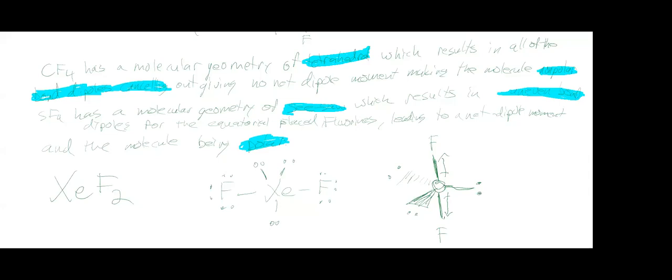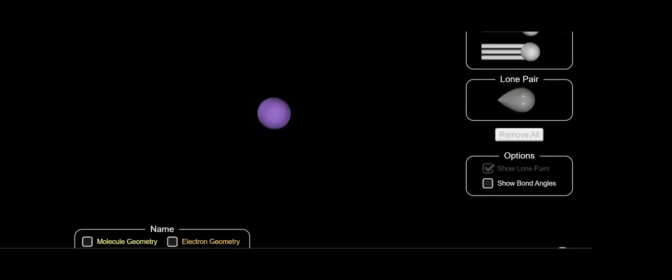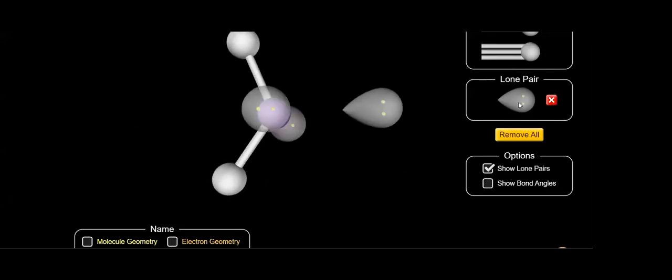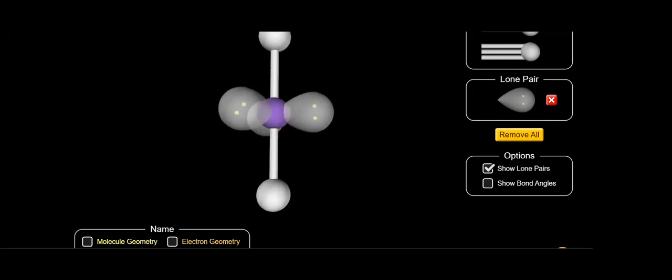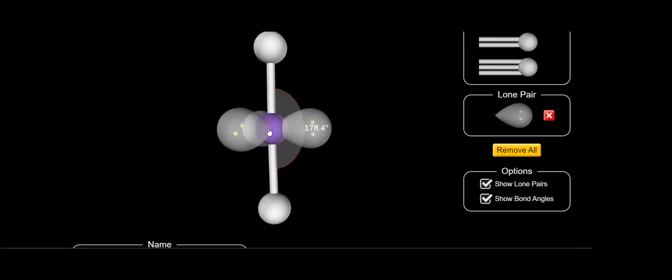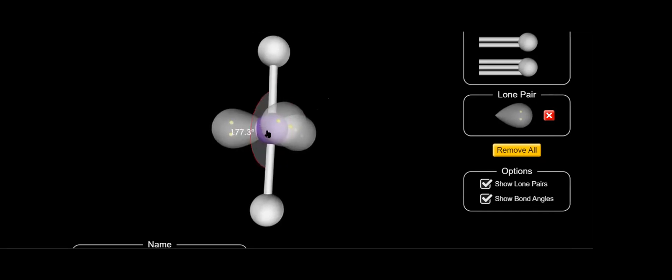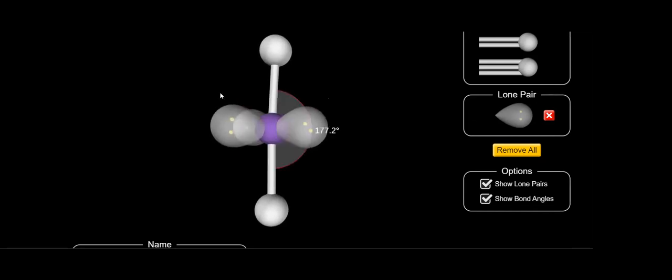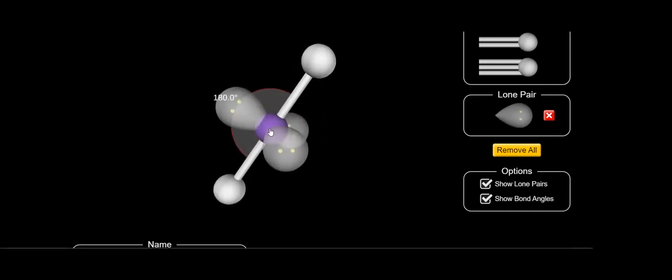Yeah, right? Because if we actually built this molecule, if we add in our fluorines and our three lone pairs, you can see how our fluorines are going to be 180 degrees away from each other. So one's pointing up, the other one's pointing down. And because all three lone pairs are on the equator, it sets it up so that they can cancel each other out. And so this molecule is going to be non-polar, right?